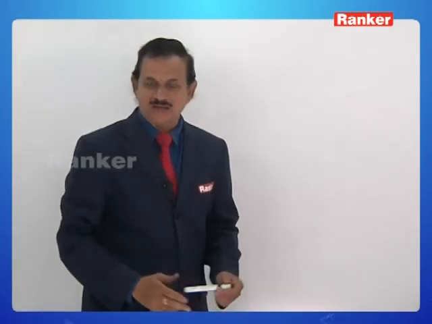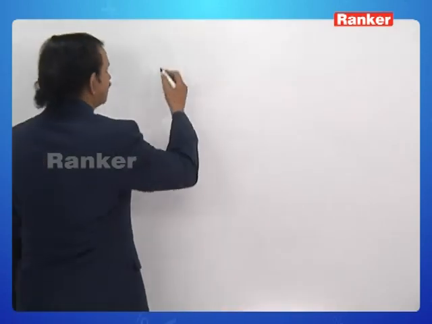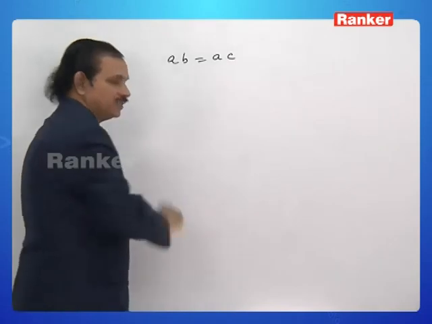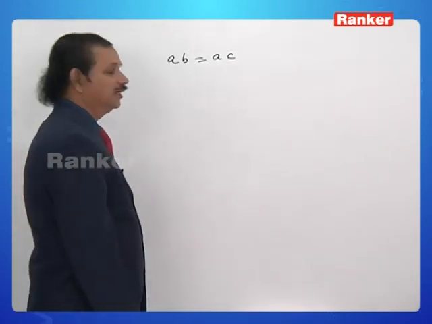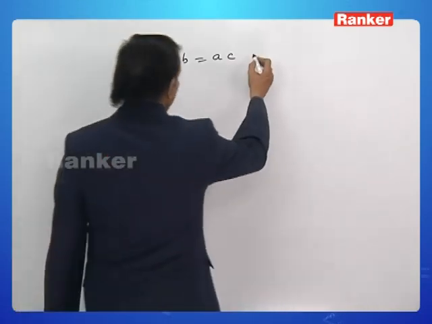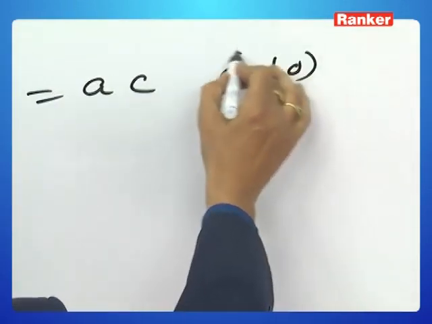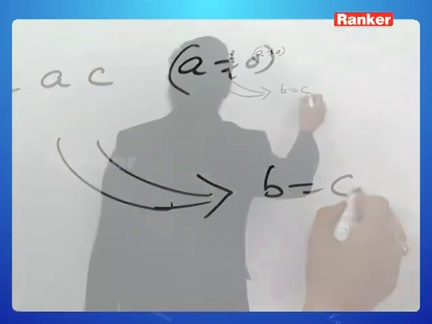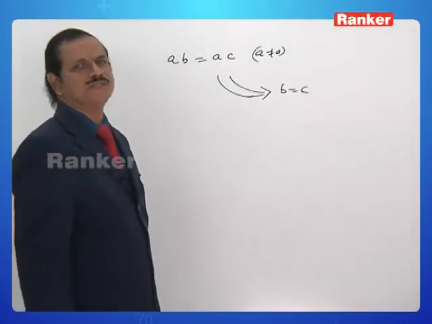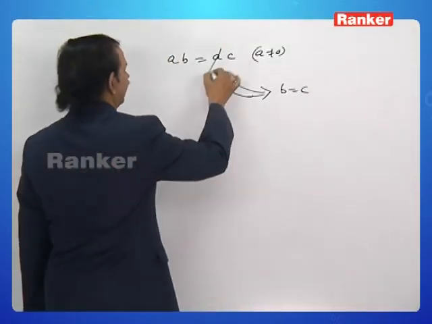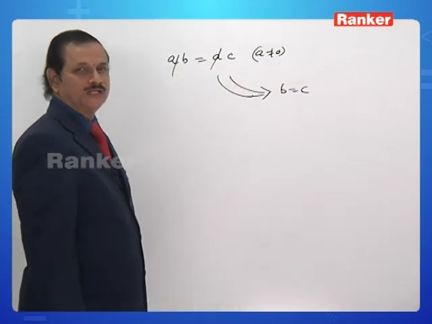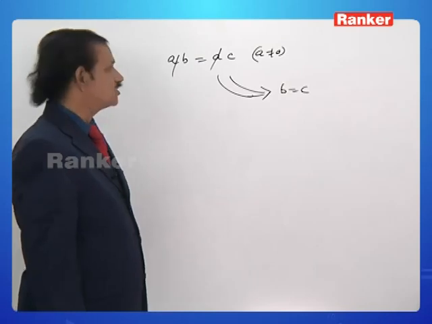Let us make another comparison between the set of real numbers and the set of matrices. Suppose A, B, C are three real numbers such that AB is equal to AC. What can you have? Given that A is not equal to 0, A not equal to 0 implies B is equal to C. We are sure to have B is equal to C. You can cancel A. Why? Because it is given that A is not equal to 0. In the set of real numbers, such things happen.